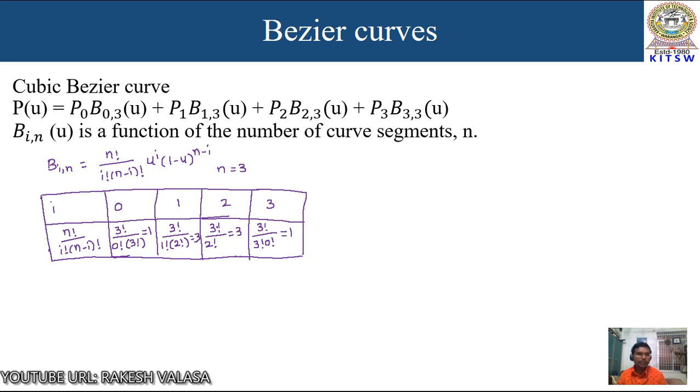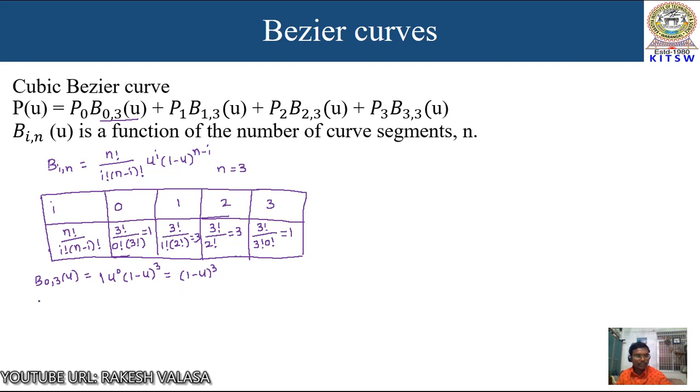Now let us substitute these values in this equation. So let us write B of 0 comma 3 of u equal to, for i equal to 0, u power 0 into 1 minus u power 3 minus 0, that is 3. So the answer is 1 minus u cube. The next one is B of 1 comma 3. Here B of 0 comma 3 of u equal to 1 minus u whole cube.